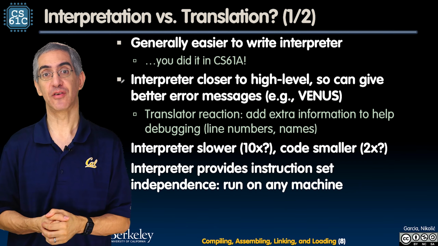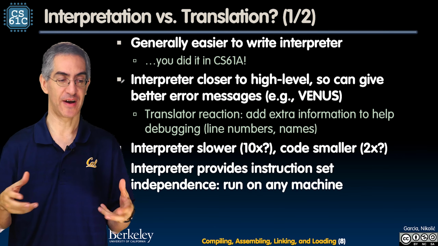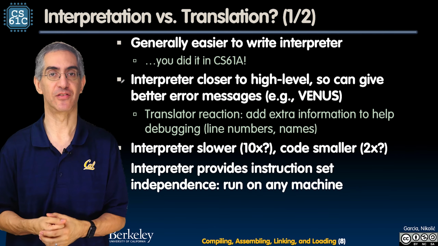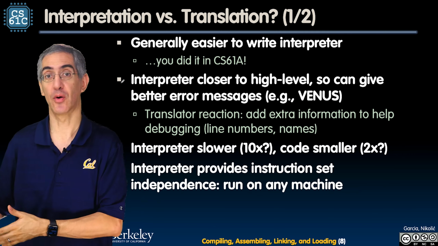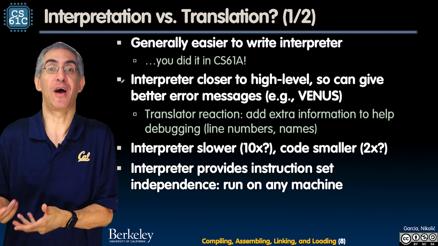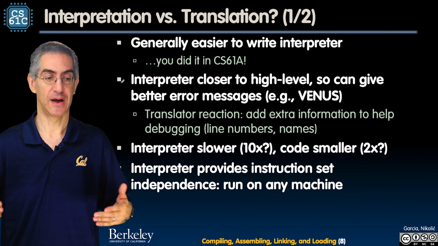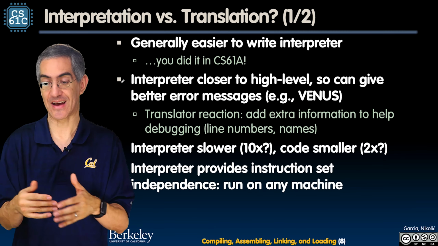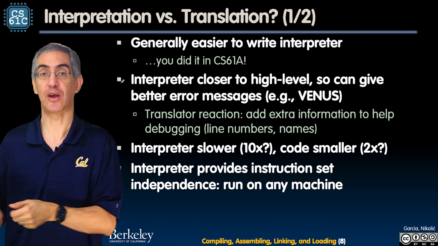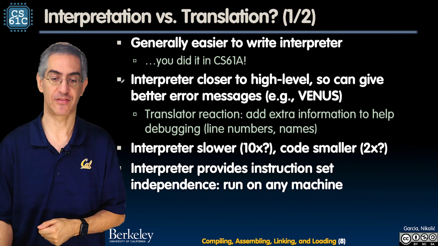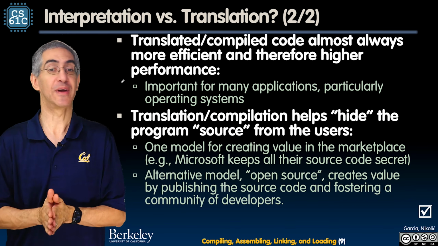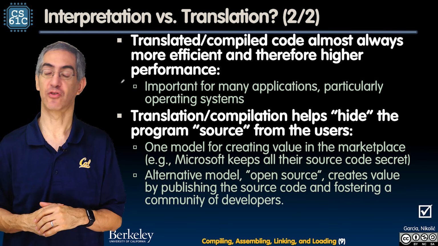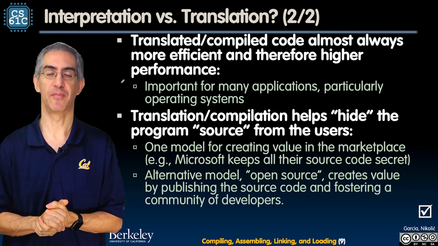The other nice advantage of interpretation is it provides instruction set independence. If I'm running an interpreter in Python, I don't really care. As long as I have a working Python system, I don't really care what hardware I'm running on. Not the same for translation. I translate down to a particular hardware so that I can run as fast as I can on that silicon. So again, translated compiled code is almost always faster. That's great. Therefore, high performance.